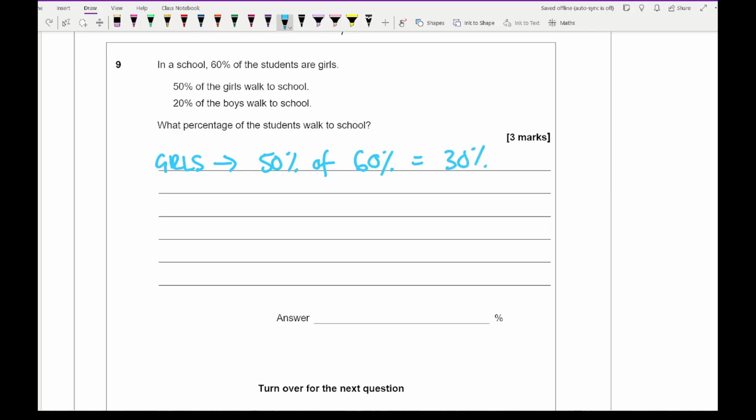And then in terms of the boys, what we need to do is work out what 20% of 40% is going to be. And if 10% is 4, 20% is going to be 8. And then we just need to add those two numbers up, which gives us 38%.